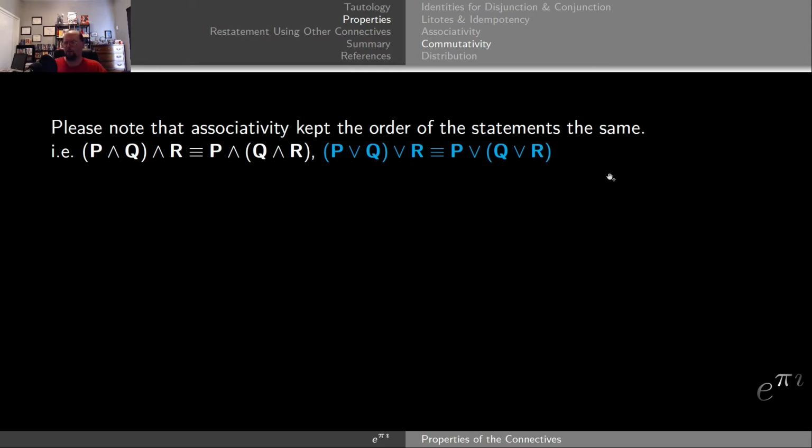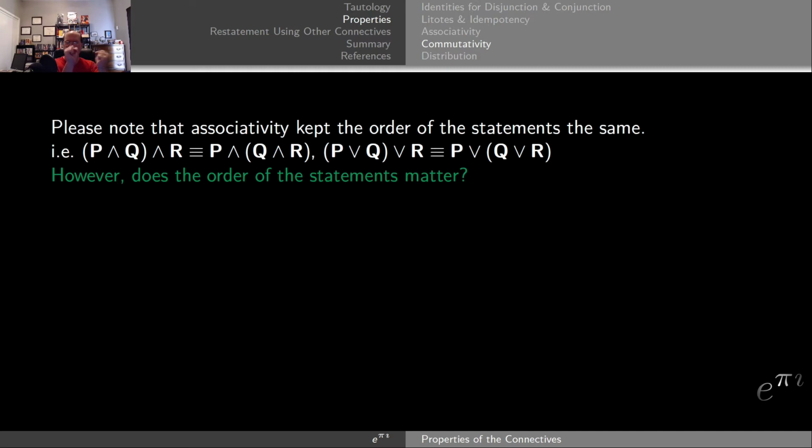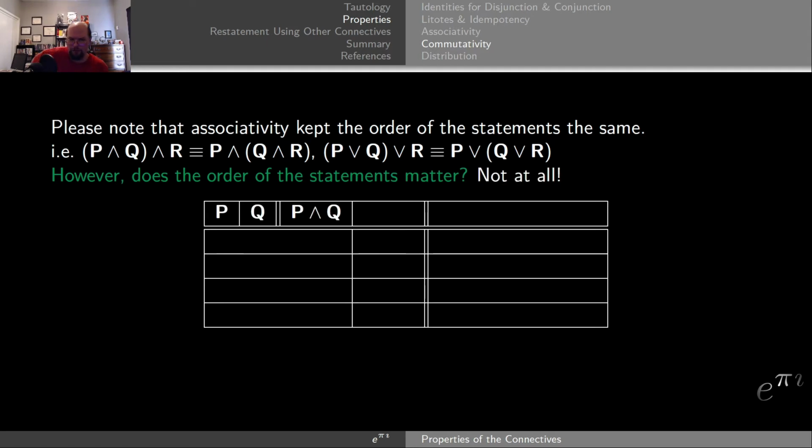That does beg a question, though, and that is, if I was to swap the order of the statements themselves, rather than having P then Q, what if I swapped them and had Q then P instead? If I was to physically change the order of the operands, would that make a difference? And no, not at all. If you change the order of the operands, it actually doesn't make a difference. So let's see that with the conjunction.